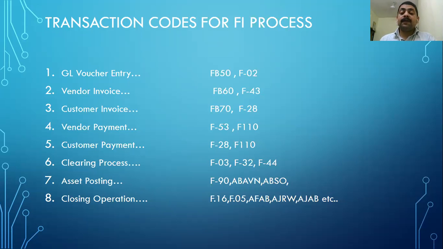AFAB is used for asset depreciation, which is carried out monthly. AJRW is a year-end process carried out for opening the new year in the asset account. AJAB is used to carry out closing of the old fiscal year.